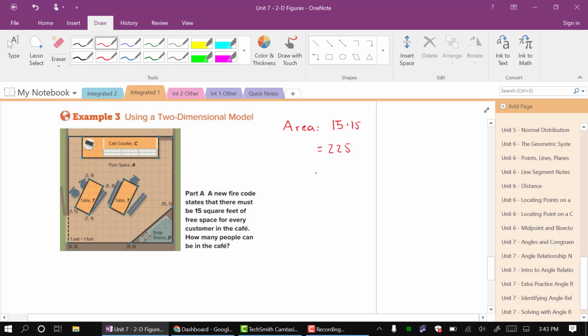Then we want to find the areas of the counter and the drink station. So the counter is 3 times 11, which is 33 feet. And the drink station, well, that's a triangle over here. Because that's the triangle, that's going to be 1/2 base times height. Base is 5, height is 6. I'm getting these numbers from counting. And that's going to give me 15 feet.